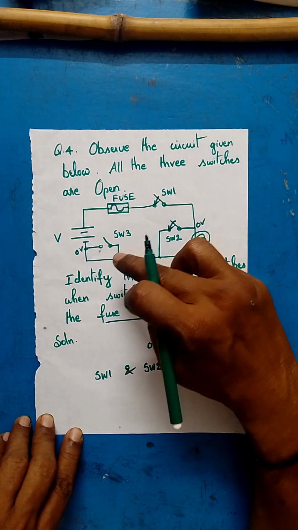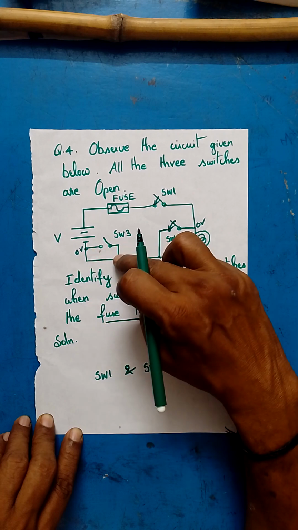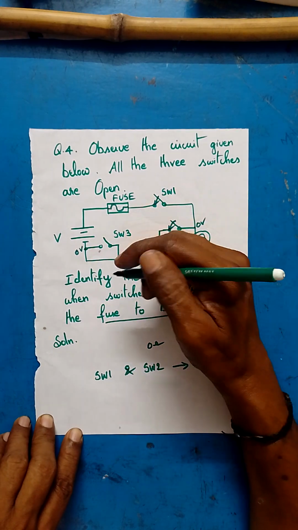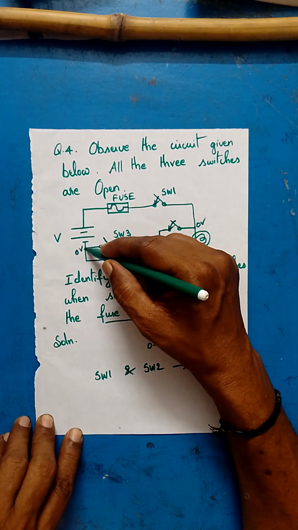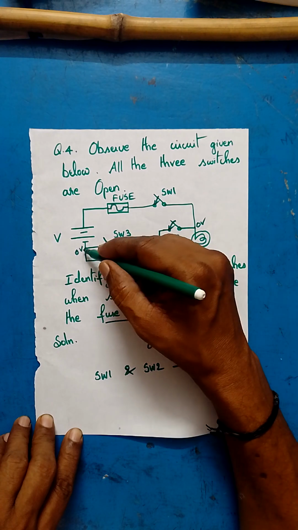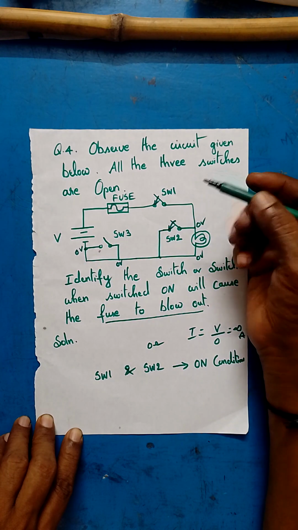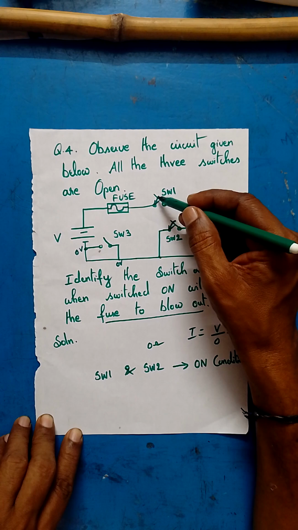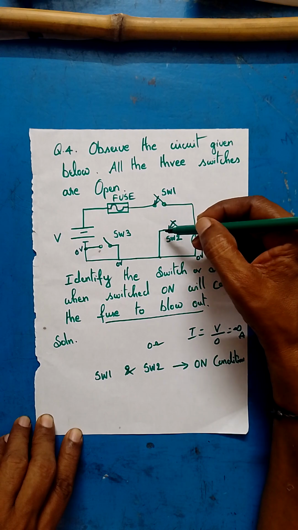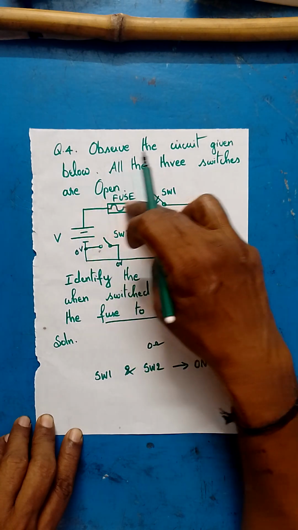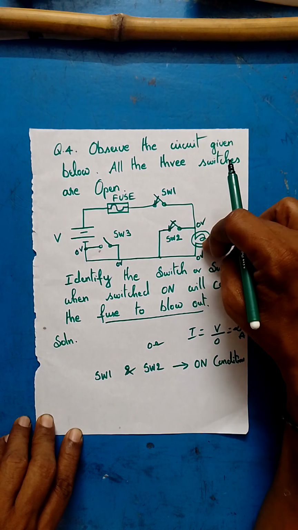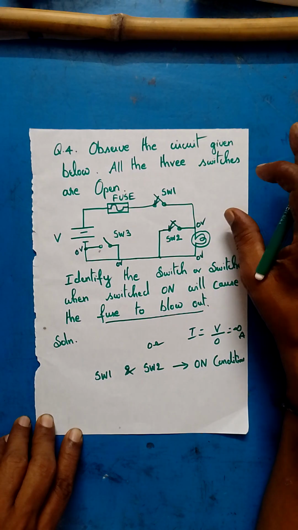We need not consider switch 3, because even if it is short or open, nothing is going to happen. If it is short, all this line is 0, this line is 0, so nothing is going to happen. So when switch 1 is open and switch 2 is open, the load is connected, the current is forced to go through the lamp load and the bulb will glow.